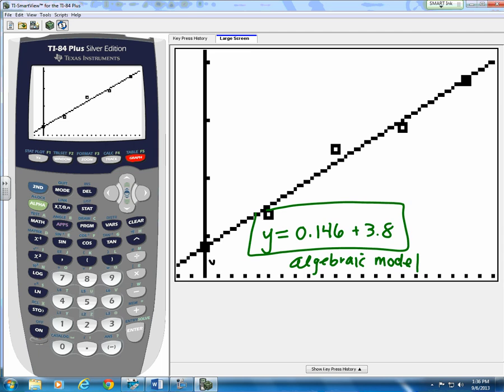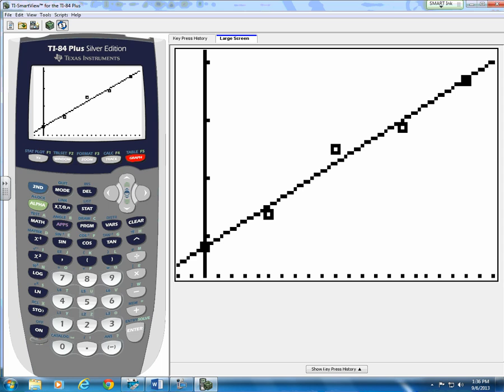What this algebraic model can do is it can help us look at any of the years in between those key years that were posted to us. If we go outside, it's not as accurate because we're taking data that was not in that original table. But it can definitely help us analyze for any of the dates between the starting and ending dates that we had.